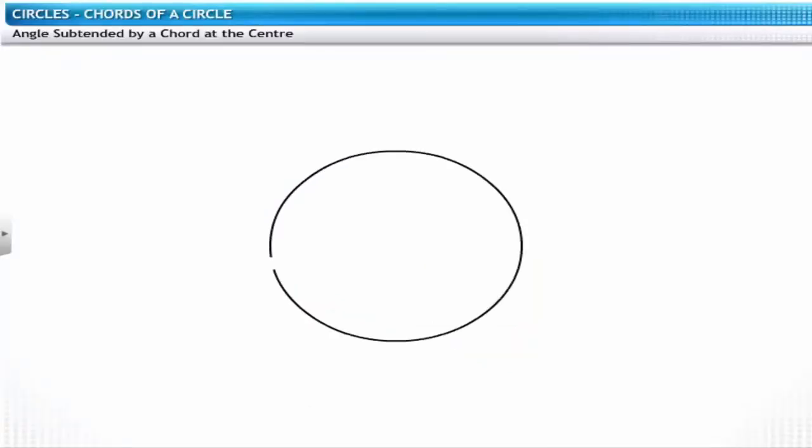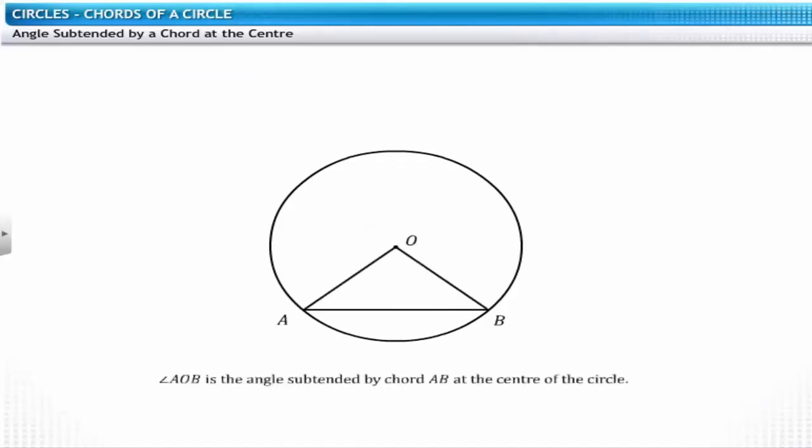Consider a circle with a chord AB. If we join A and B with O, the center of the circle, then angle AOB is the angle subtended by chord AB at the center of the circle. Let us see how this angle changes if the positions of A and B change.